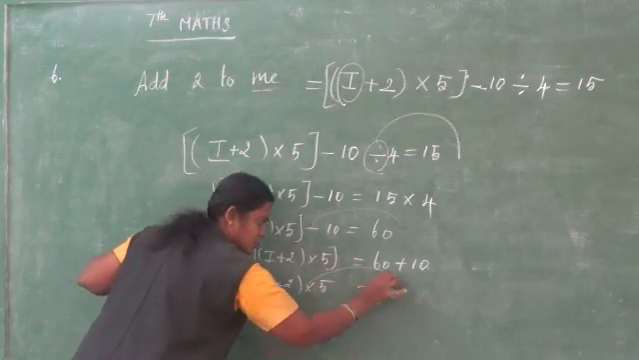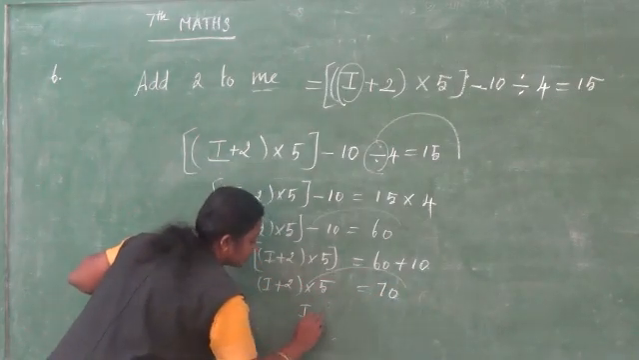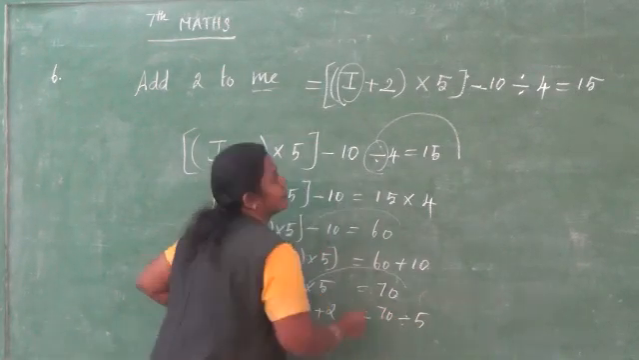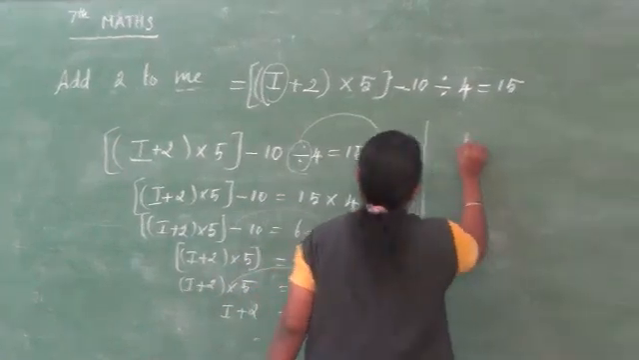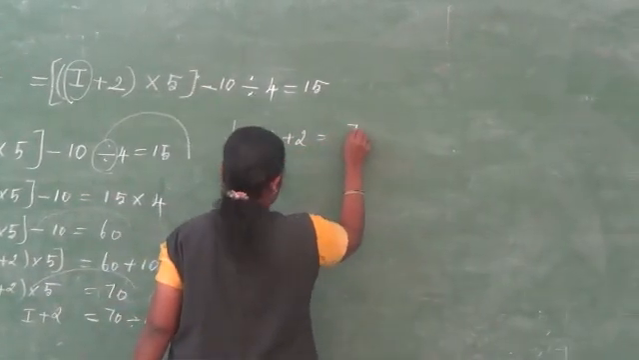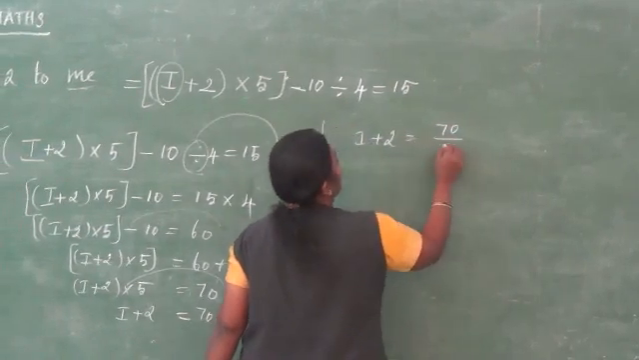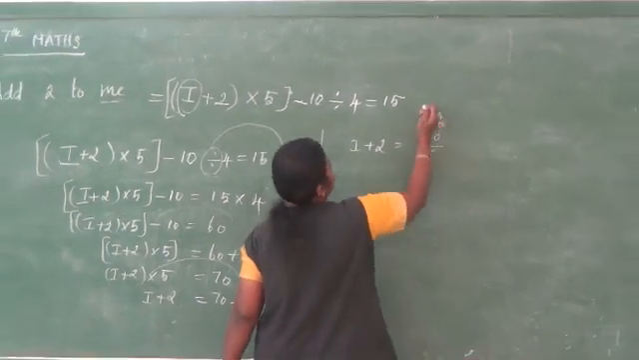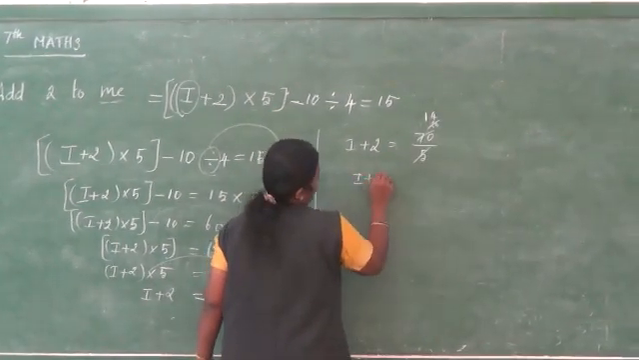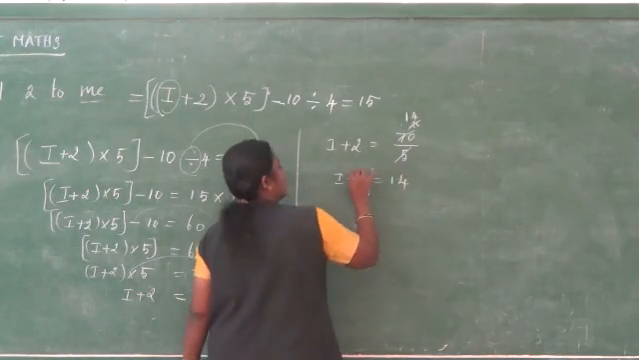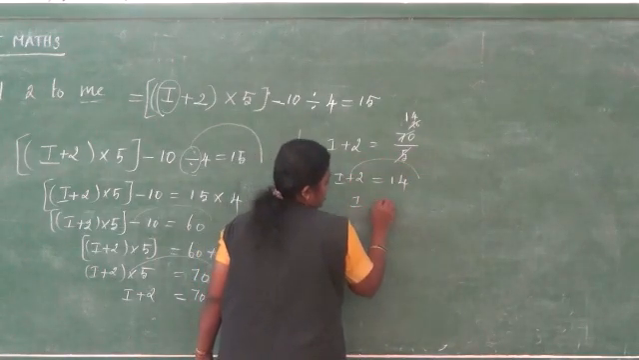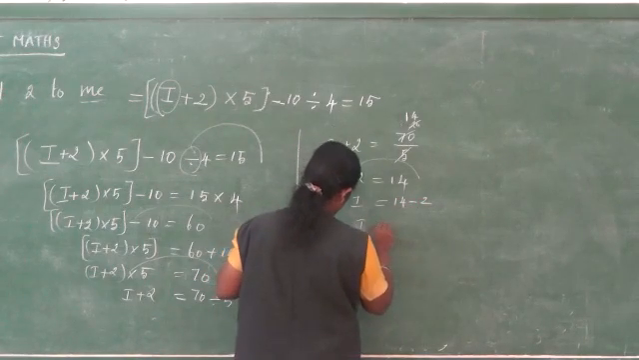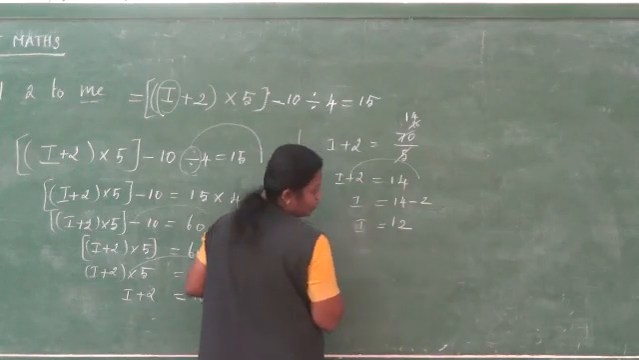Now multiplication, it goes on that side, it will be division. So I plus 2 equal to 70 divided by 5. How many 5s are there in 7? 1, remainder 2, now 20. Totally 14 5s are there. So I plus 2 equal to 14. Now addition, it goes on that side, subtraction, 14 minus 2, I equal to 12.